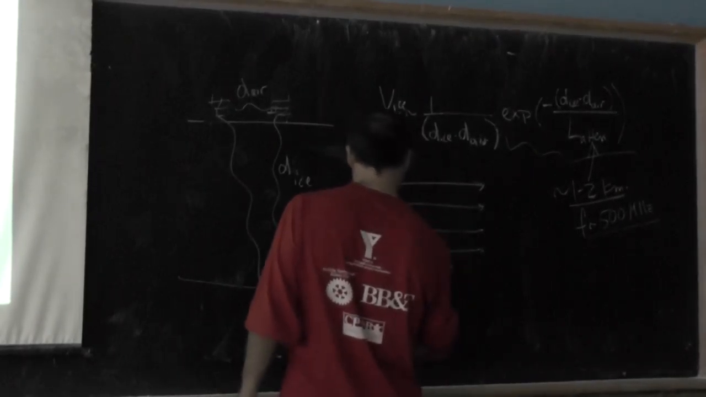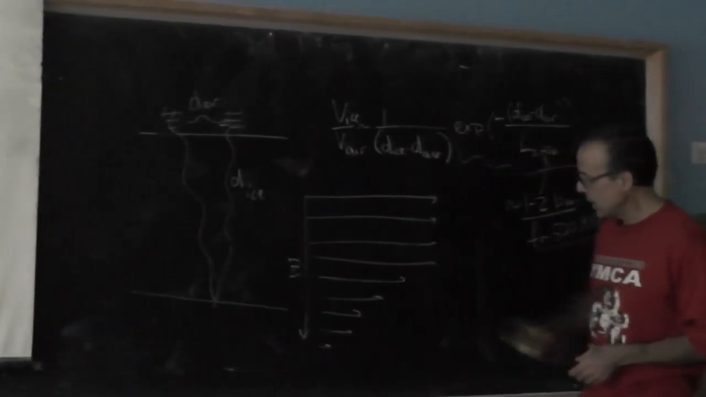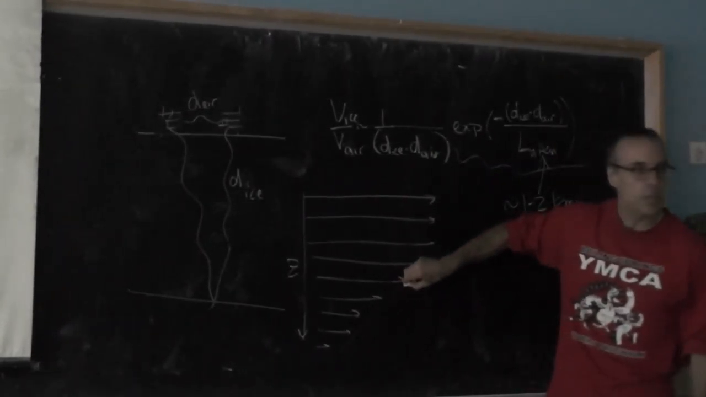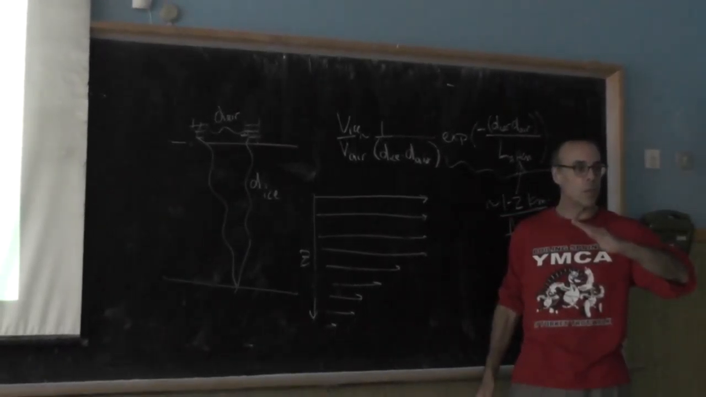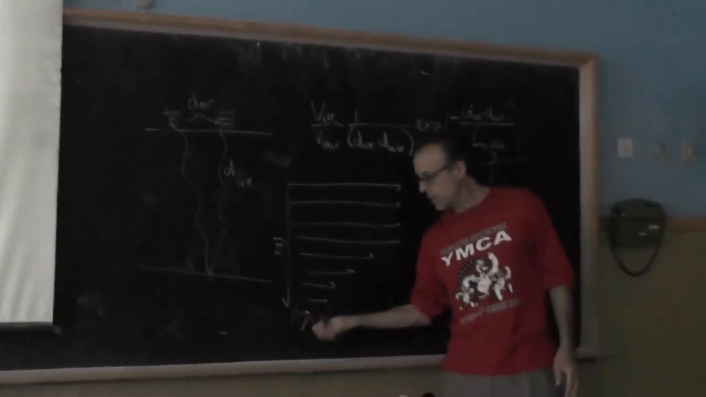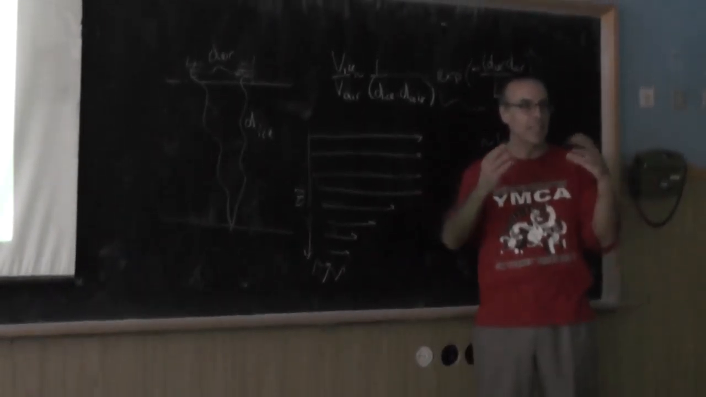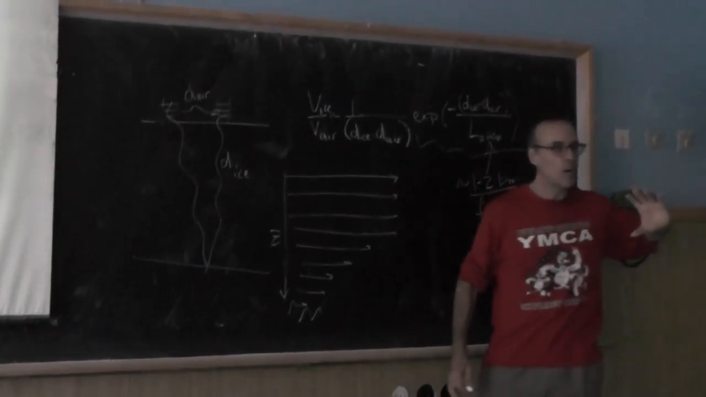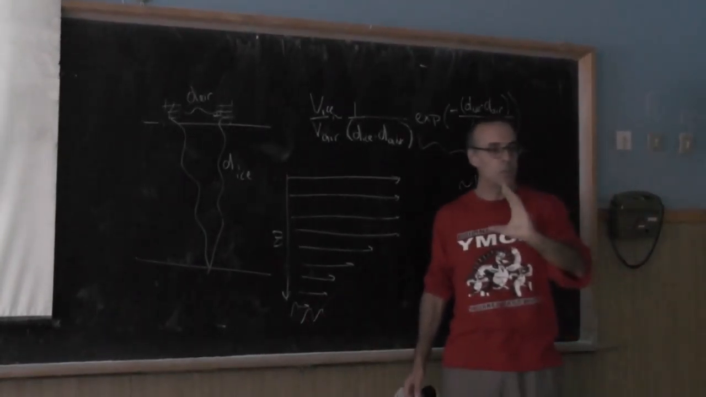So this is z, and this is velocity. And as you get closer and closer to the bottom, the ice moves slower and slower. Why? Because it's stuck to the bedrock. There's rock, and it's uneven, and it's hard. There's a lot of friction down here, and it's hard for the ice to move there.